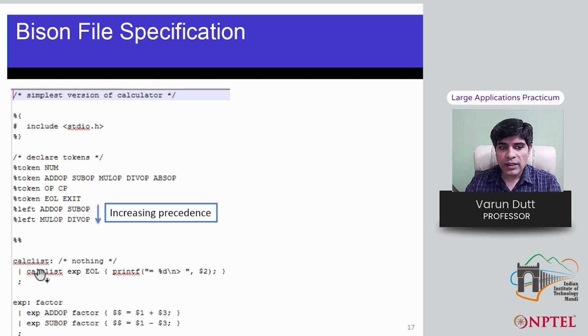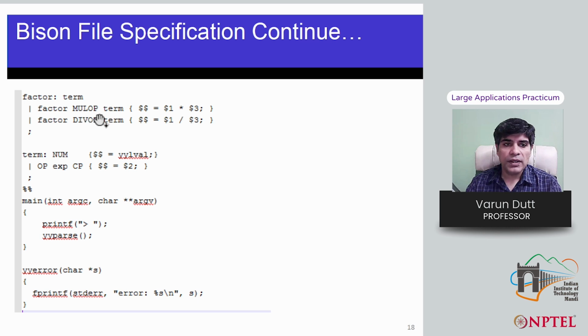And then we write calc list, which could be a calc list expression exp eol, where we print $2, which is exp. And exp can be a factor, exp add op factor, or exp sub op factor, where we sum or subtract. Similarly, we can have mul op term, div op term, or factor term, where we do multiplication and division. And term can be yylval, or it could be op exp cp with the $ being the exp part. And now we write printf, we write yyparse, and we also create yyerror to catch any error if it occurs.